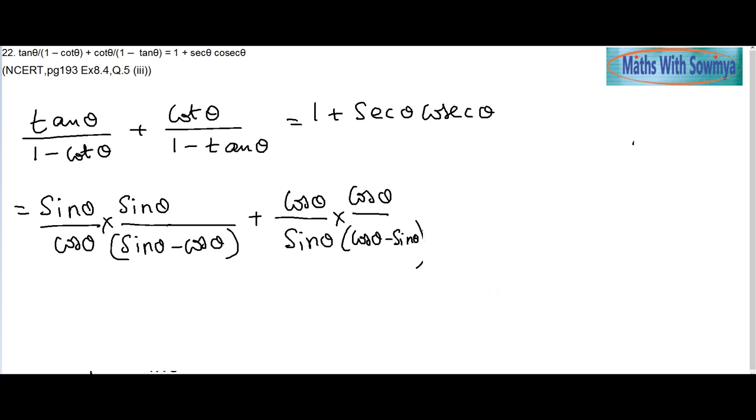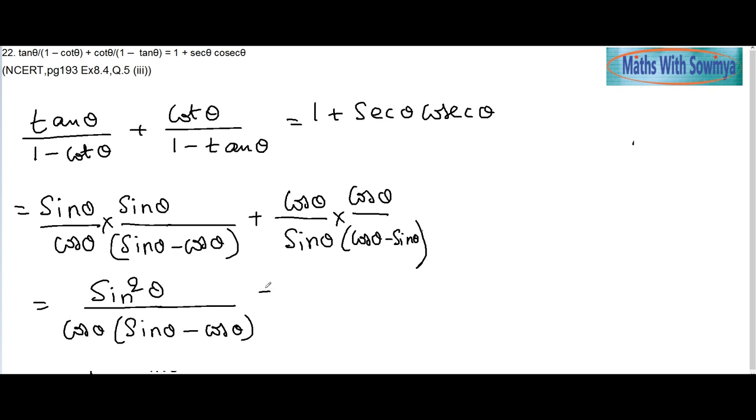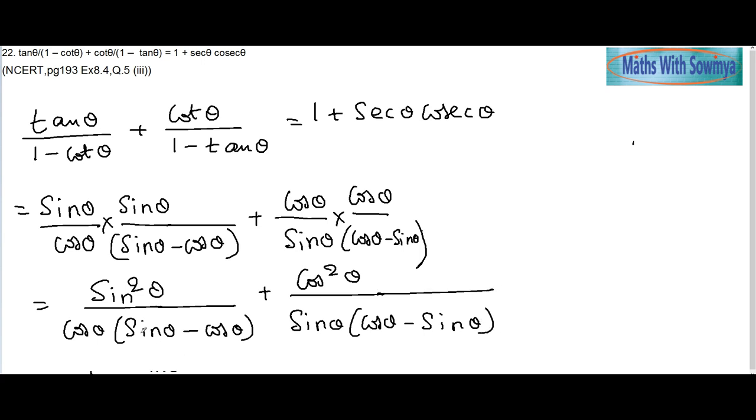This is sin theta into sin theta will give us sin square theta by cos theta into sin theta minus cos theta. This is plus cos square theta by sin theta into cos theta minus sin theta. Here we are having sin theta minus cos theta, and here it is cos theta minus sin theta.